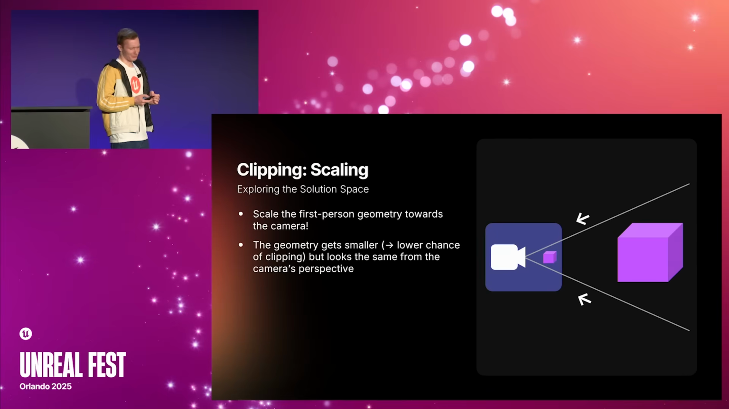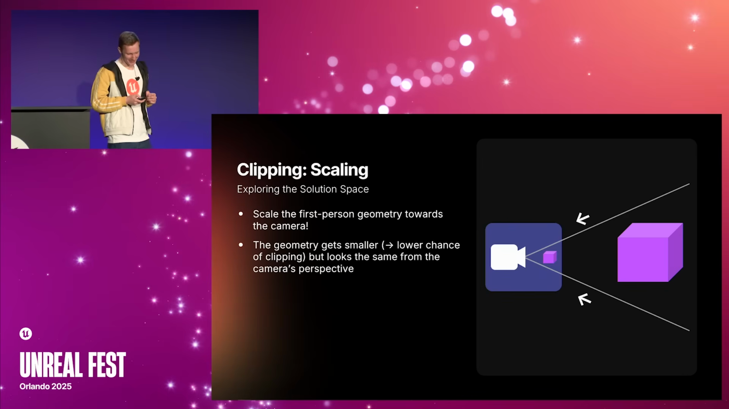And you might be wondering, how does that even work? Wouldn't it look super weird? And yes, it does, but there's one exception. Exactly from the point of view of the camera, it looks exactly the same because we're scaling exactly towards the camera. The first-person geometry will still render to the exact same pixels, but if you were to look at it from any other perspective, it would be super tiny and super close up to the camera. So internally, we called it the baby hands approach.